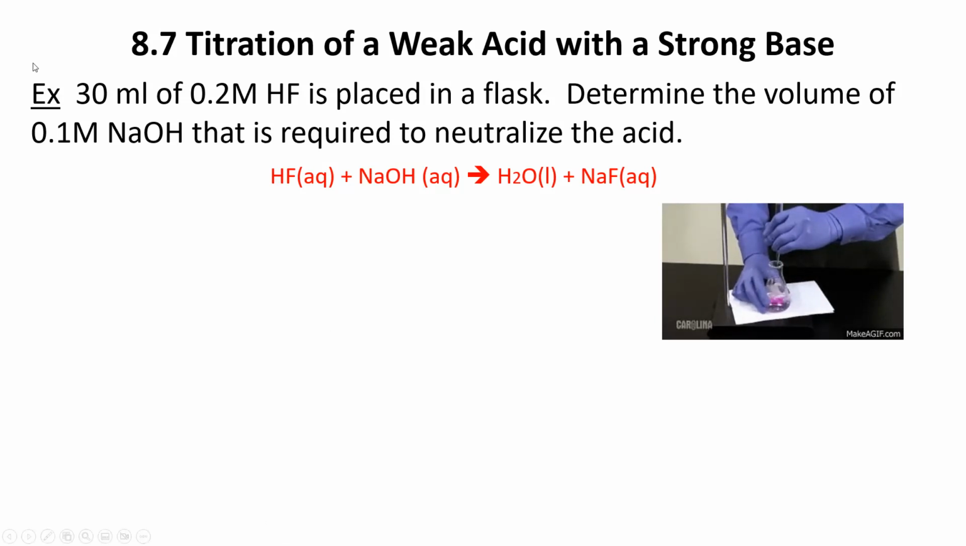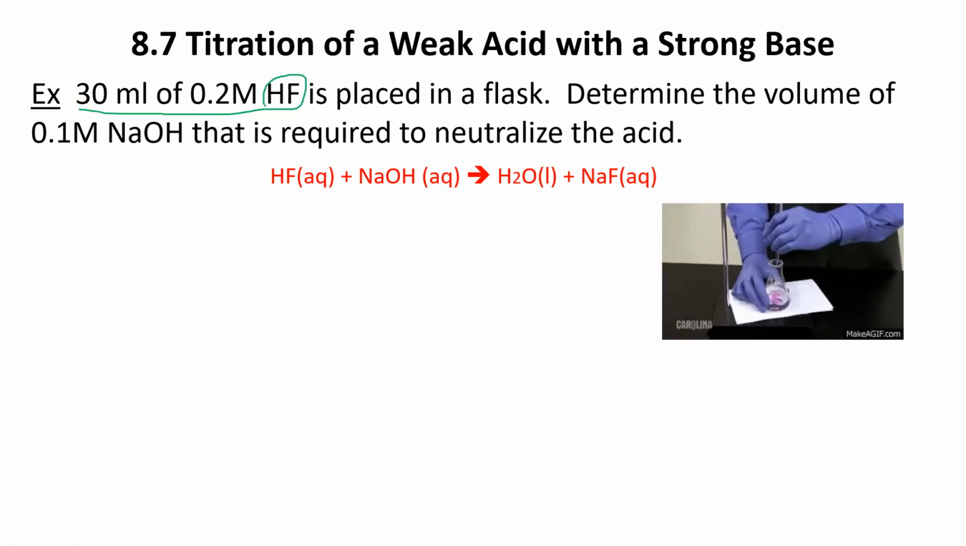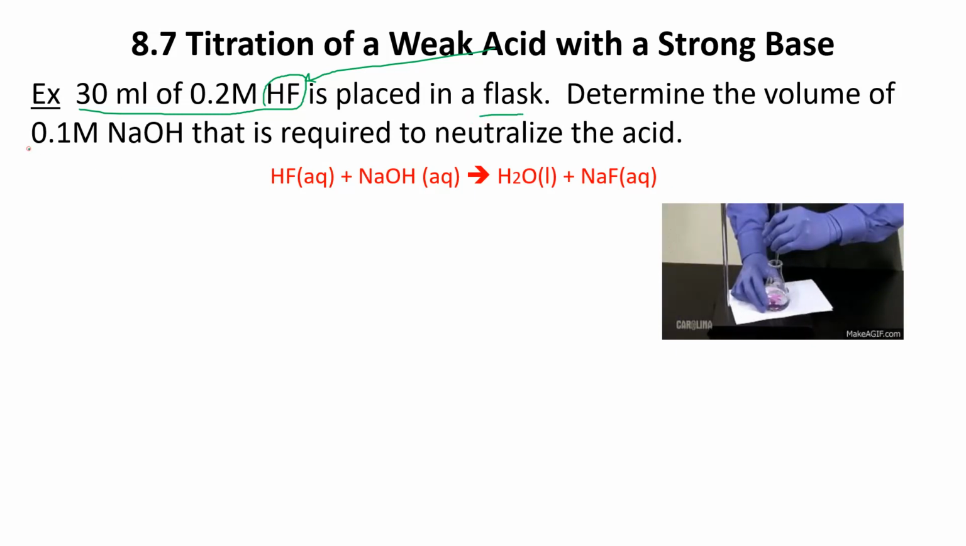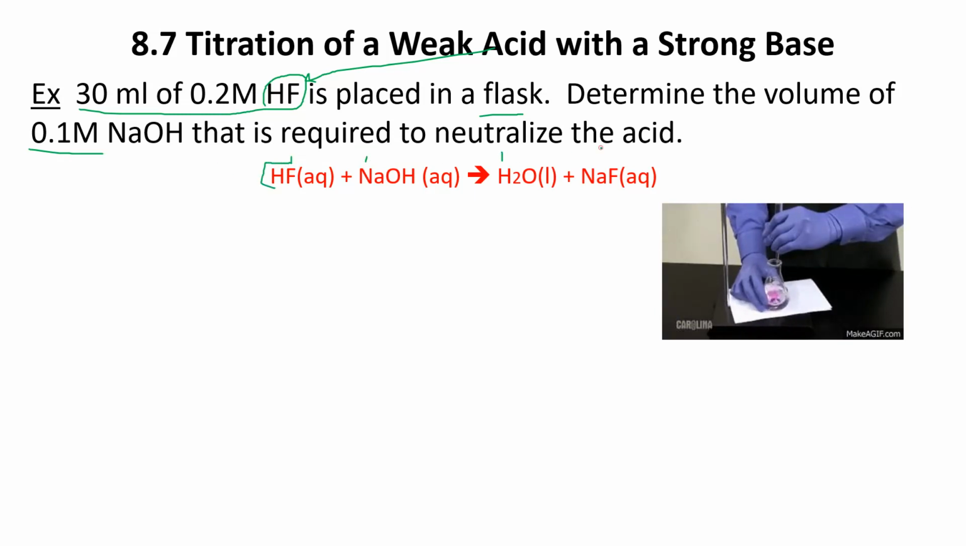We have got 30 mL of 0.2 molar HF. Now, HF is going to be our weak acid in this case. Look it up if you're not sure that it's a weak acid. And we're going to put that into the flask. Then we're going to add base to it, and it has a 0.1 molar concentration. Here is our balanced equation. Everything is a 1-to-1 ratio in this one, and that'll just make the math nice and easy for us.